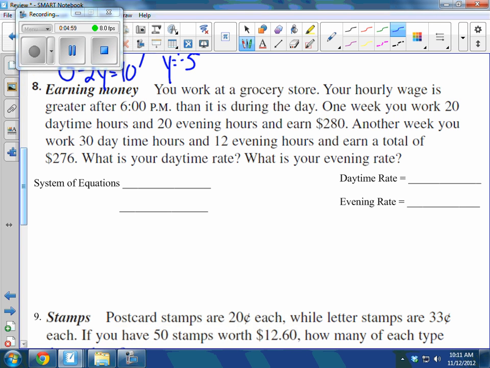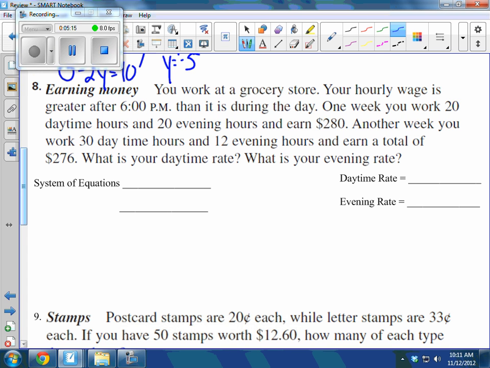One week you work 20 daytime hours and 20 evening hours and earn $280. Another week you work 30 daytime hours and 12 evening hours and earn a total of $276. So what's your daytime rate? What's your evening rate? They're telling you that they're two different amounts.